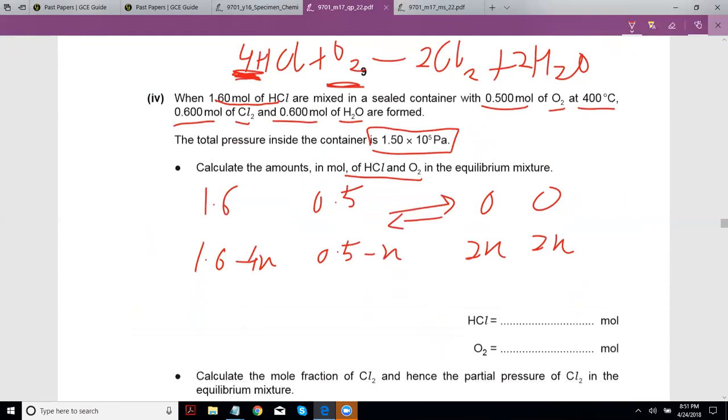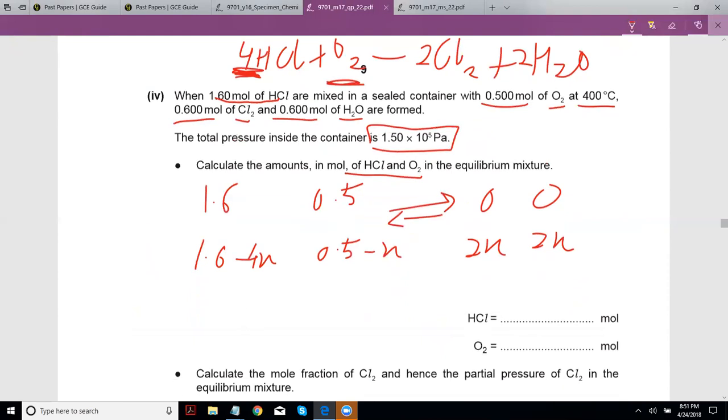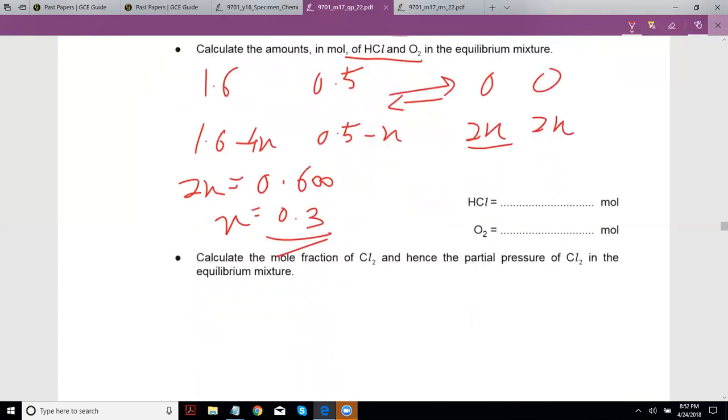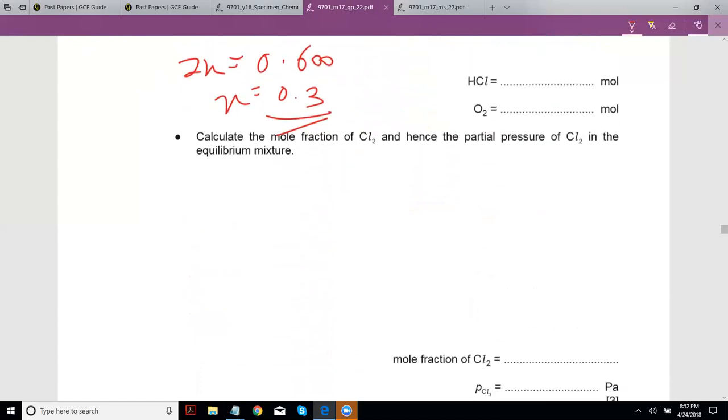How do you solve, Hamza? You know that they've told you that 0.6 moles of Cl2 are formed. So 2x is equal to 0.6. You find out the value of x, you substitute it in place of every other x, and you add them all up to get the total number of moles at equilibrium. Good boy. And you just substitute that into the other x values, and you're good.